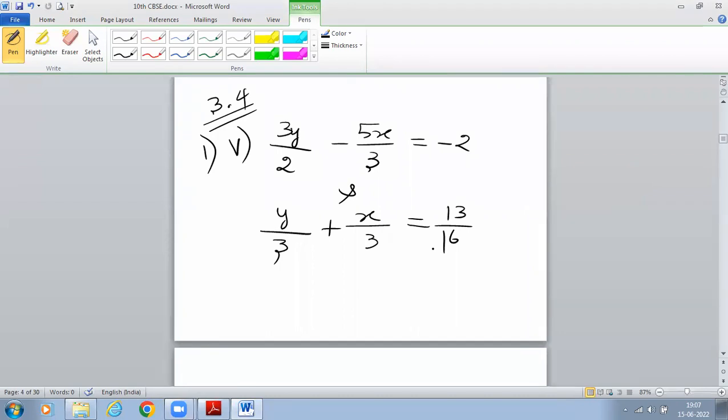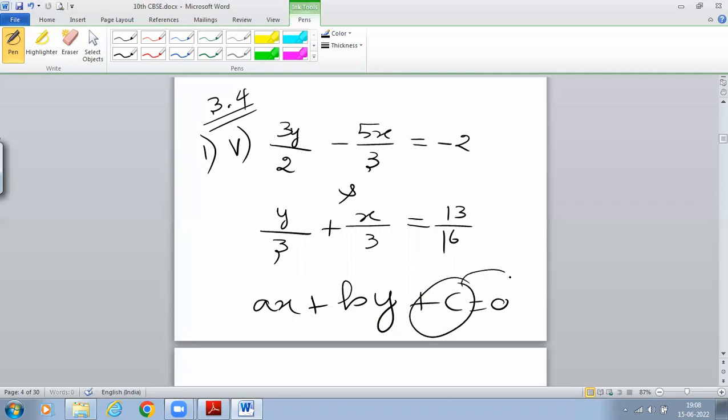Before solving these two given equations, first you have to make each a linear equation in the standard form, because we know the standard form of a linear equation is ax plus by plus c is equal to 0. This is the standard form of the linear equation in two variables. The constant can be kept in the left hand side, or we can take it to the right hand side. That is not a problem.